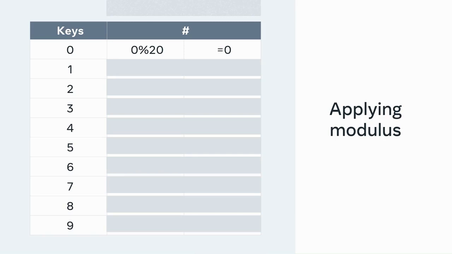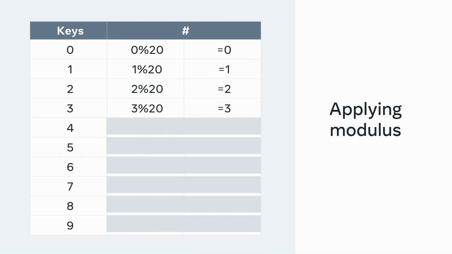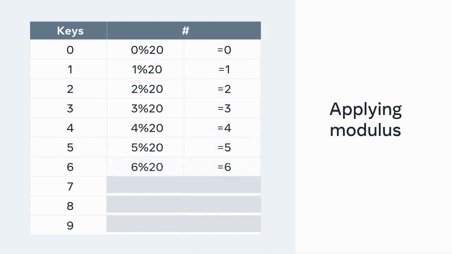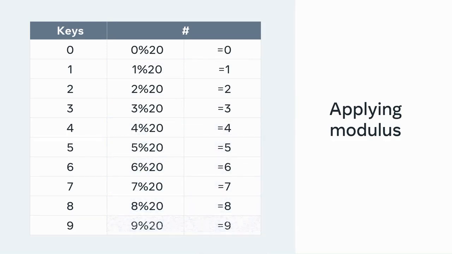Consider a scenario where you have an array of 10 keys which are numbers 0 to 9. You elect to employ a hashing function to decide where in memory to store these numbers. You opt for a simplistic approach of applying the modulus of 20 to the numbers. So, for each key from 0 to 9, you apply your hashing function. Start with 0 mod 20 equals 0, 1 mod 20 equals 1, 2 mod 20 equals 2, 3 mod 20 equals 3, and so forth.